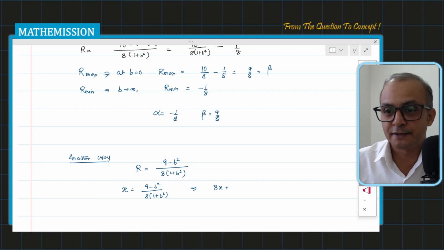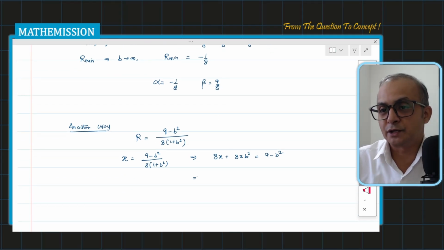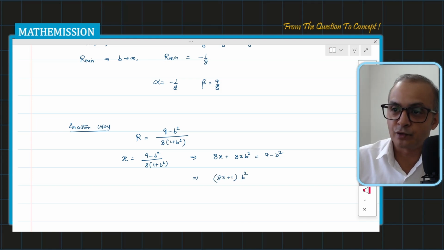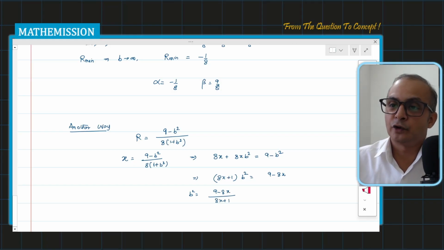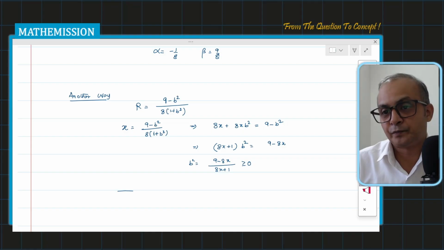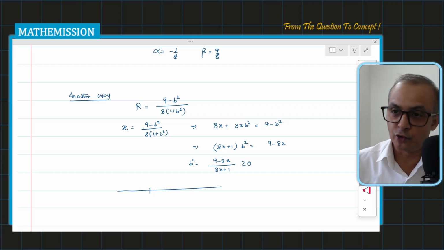8x plus 8x b square is equal to 9 minus b square. So write all the terms containing b square together on one side. It'll give you 8x plus 1 times b square is equal to 9 minus 8x. So we get b square is 9 minus 8x divided by 8x plus 1. And you know that b square is always positive, so this ratio should be positive. So I will have a number line with the numerator and denominator zeros, that is minus 1 by 8 and 9 by 8.